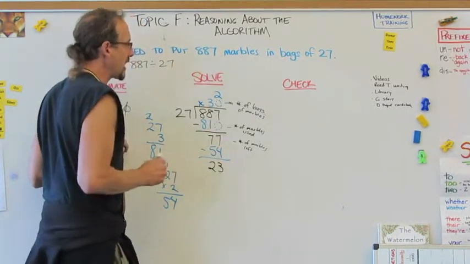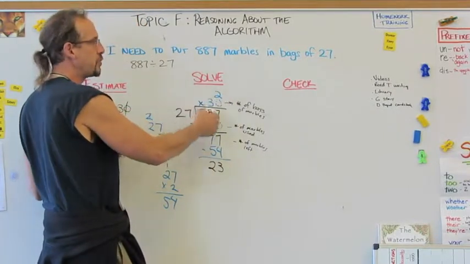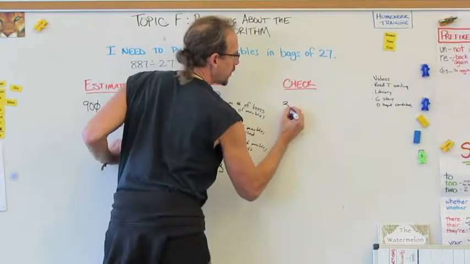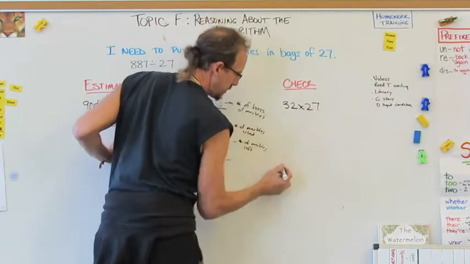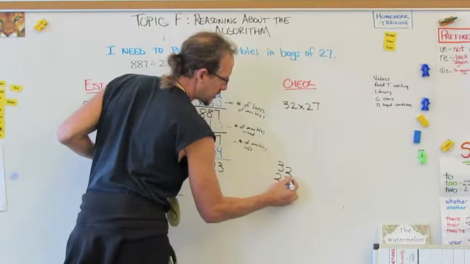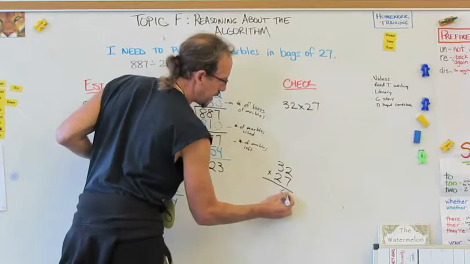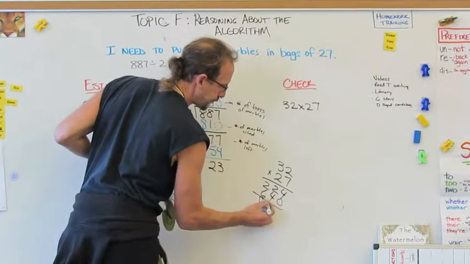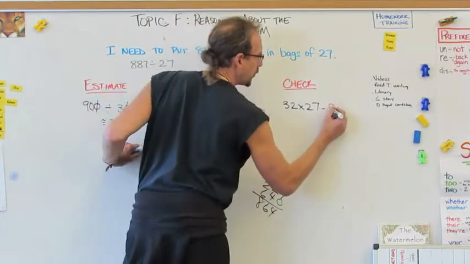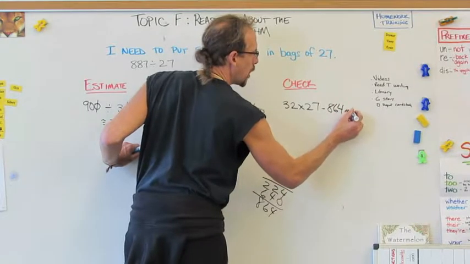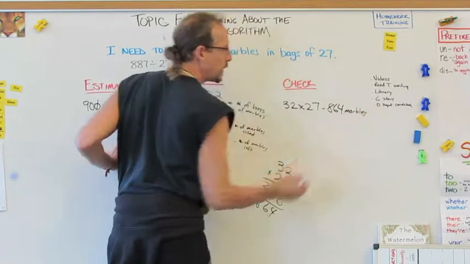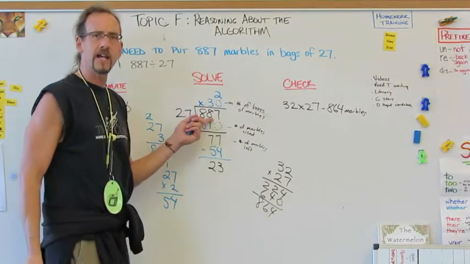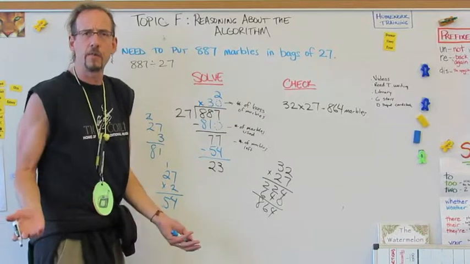Now I got to go through and check it. My quotient is 32 bags of marbles, and I'm multiplying it by 27. 32 times 27. They get to practice the multiplication that they did earlier in the module. That is equal to 864 marbles. Want to make sure that we label our units. And then I want to ask them, but we had 887 before, how come we only have 864 now?